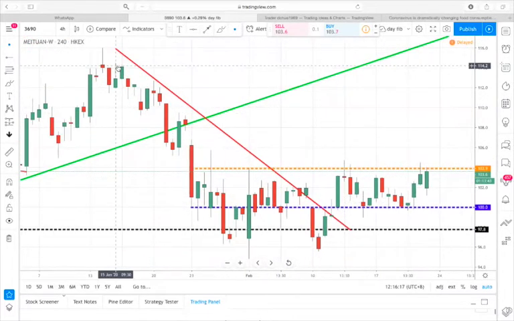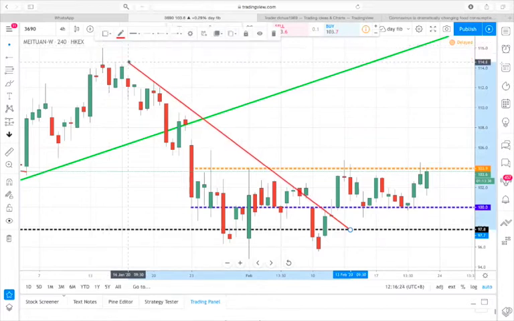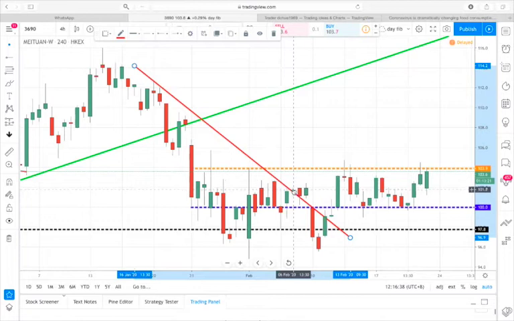How do you determine that it's time to buy? Okay, let me draw this here. The red line here is the bearish trend line. Here is the first breakout from the bearish trend line. So you might buy it here.